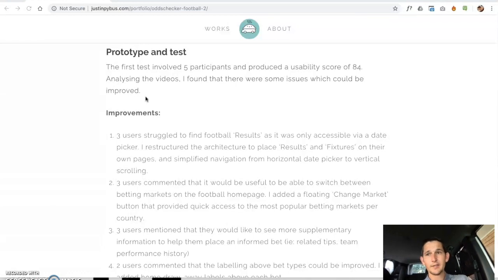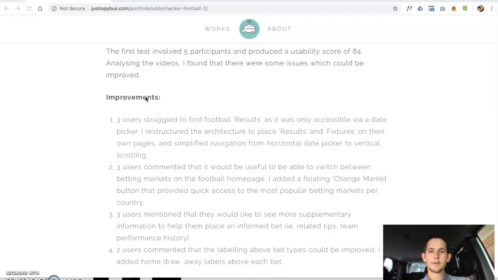So 5 is typically enough. 5 users is typically enough for user testing, and you can look at any website online. It'll tell you the same. It's different if you're doing quantitative. So if you are getting responses on a survey, you might need like 500 or in that sort of region. But for actual in-depth user testing like this, 5 is typically enough.